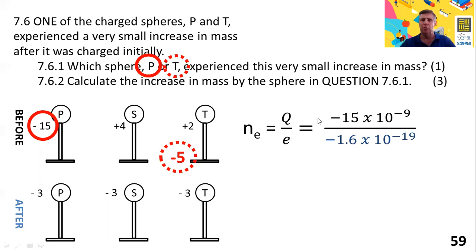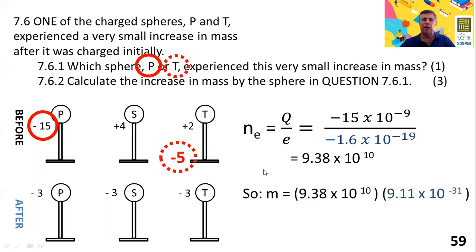It can be confusing. The answer, 9.38 times 10 to the 10, has no units because it's simply a number. That's the number of electrons, about 100 billion electrons, so a very large number indeed.